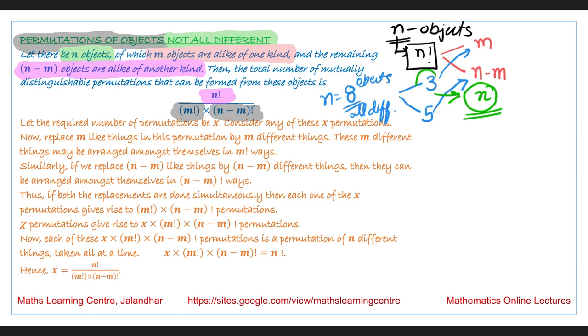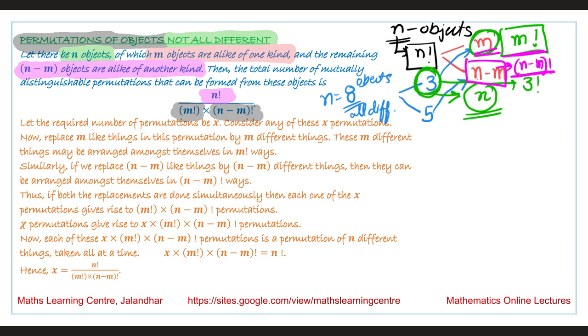Now in how many ways can these 3 objects be arranged? These m objects can be arranged in m factorial ways, or these 3 objects can be arranged in 3 factorial ways. Similarly, the n minus m objects can be arranged in n minus m factorial ways. We consider them in one packet and in another packet. In this packet, these m things can be arranged in m factorial ways, and these n minus m things in n minus m factorial ways.